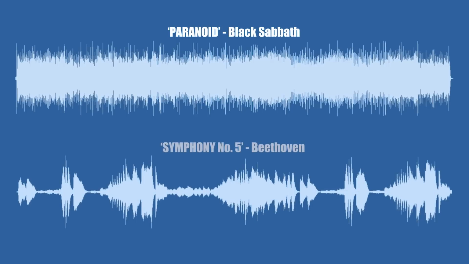And if we look at the waveform for the Black Sabbath classic Paranoid, we can see there's a little movement up and down, but not a huge dynamic range. And rock tracks are often played loud all the way through and are heavily compressed, so it's not a surprise to see a small dynamic range. By comparison, if we look at the waveform for Beethoven's Fifth, we see a huge amount of dynamic range. And this is also fairly typical of classical music.